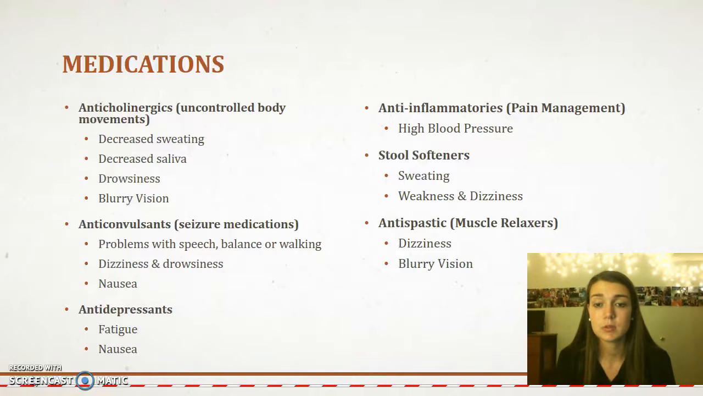Antidepressants, anti-inflammatories elicit high blood pressure, so that's important to keep in mind as they're doing their exercise training and prescription. Stool softeners, they increase sweating, so you want to make sure they're intaking a lot of fluids so they don't become dehydrated. And antispastic is dizziness or blurry vision.